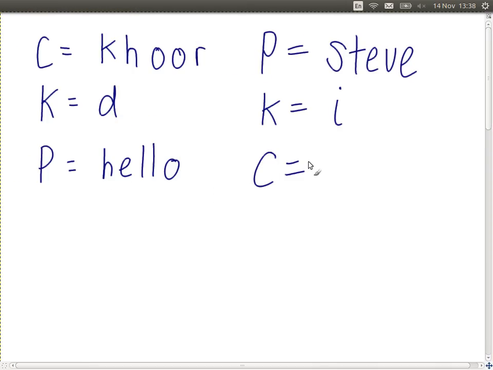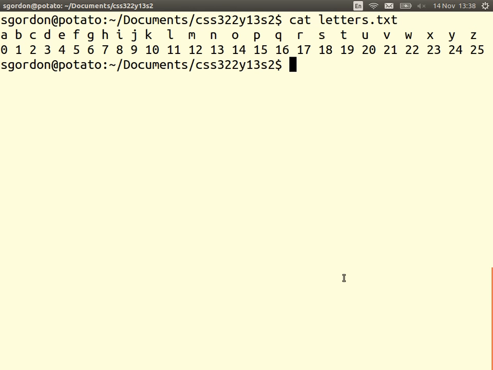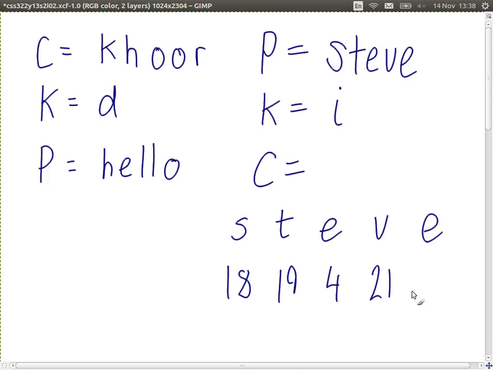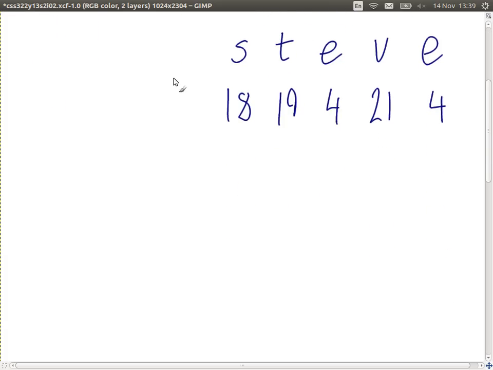Let's have a look. So we can think of these as numbers now. We have S, T, E, our plain text. S is 18, T is 19, E is 4. Go the right way, we start at 0. That is our plain text expressed as numbers. Our key, which was I, is 8.